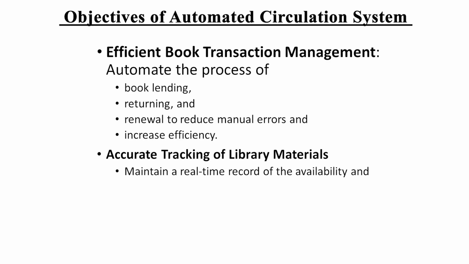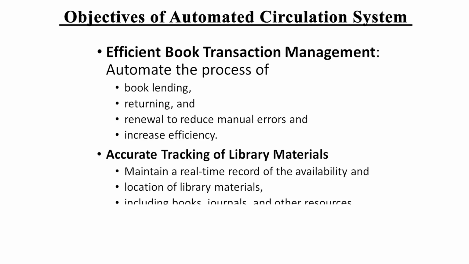Then accurate tracking of library materials. Maintain a real-time record of availability, because from the circulation system, whenever people search, they can see whether the book is issued or when it is likely to be returned. So that kind of data will make it easier for the user to know how to go about it. Then location of library materials: through tracking, you can see the location of library materials, including books, journals, and other resources.